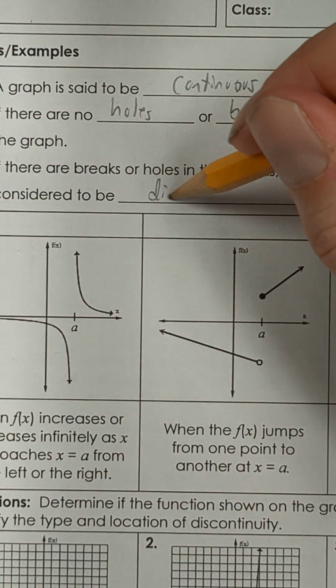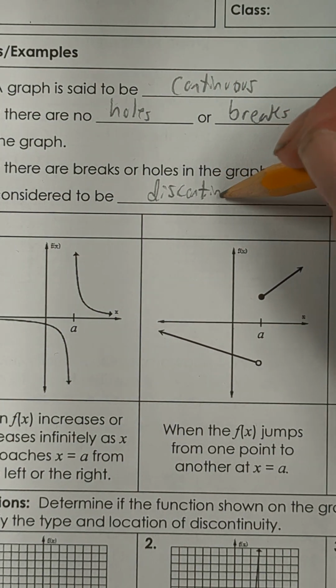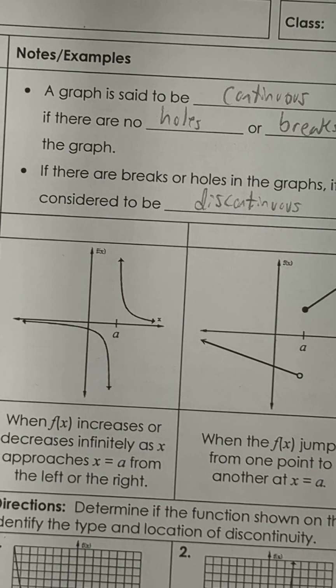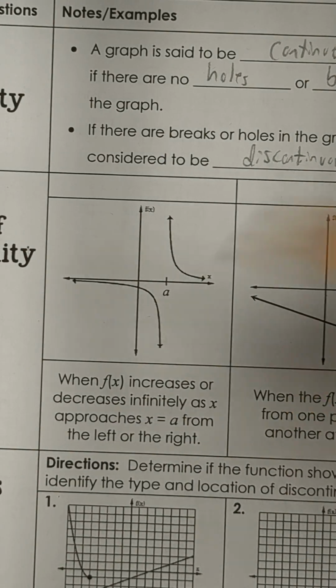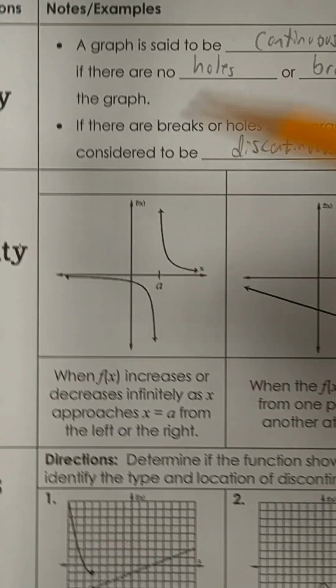And not continuous is known as being discontinuous. Pretty simple. If there are breaks or holes in the graph, it's considered to be discontinuous. There are 3 different major types of discontinuity. This one is called infinite.